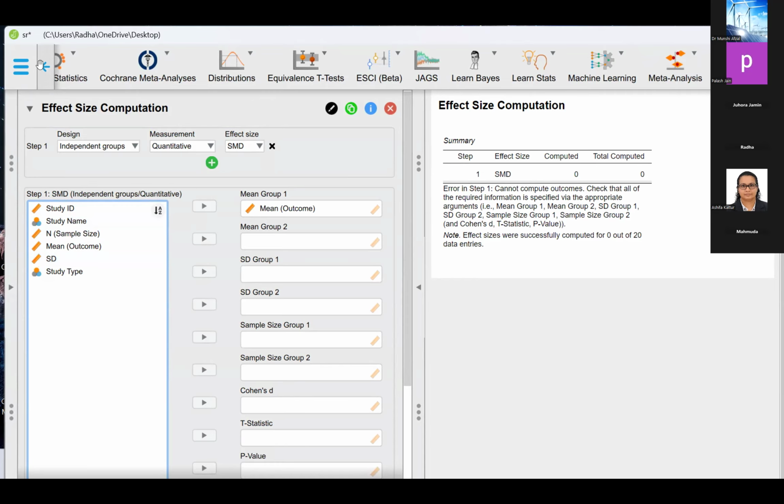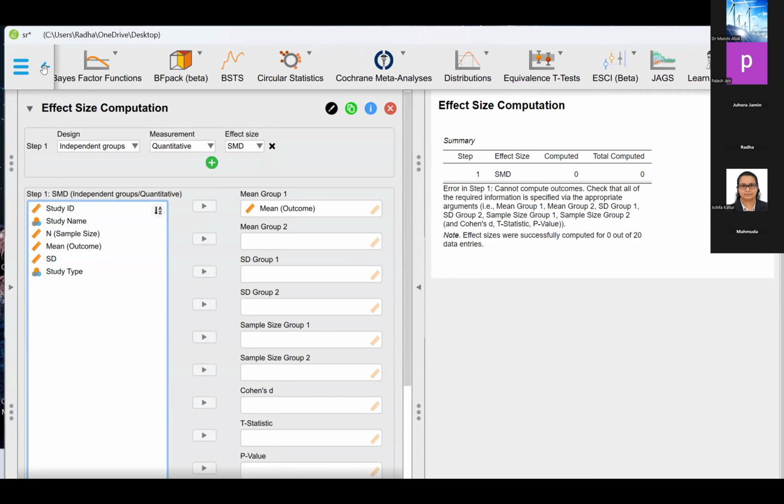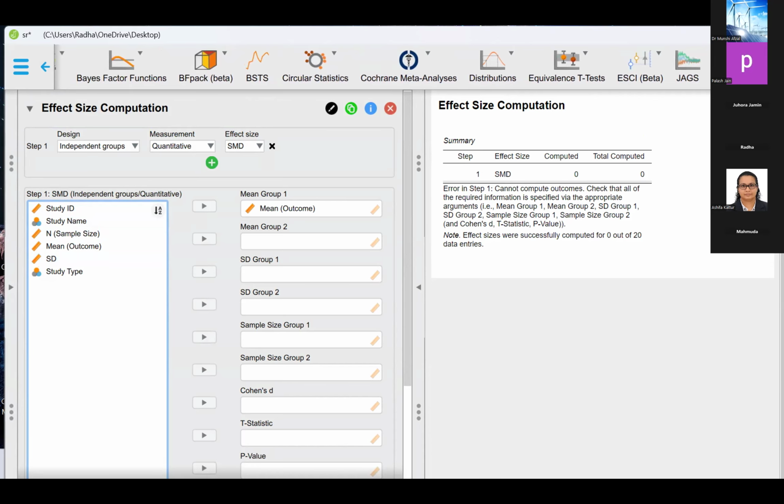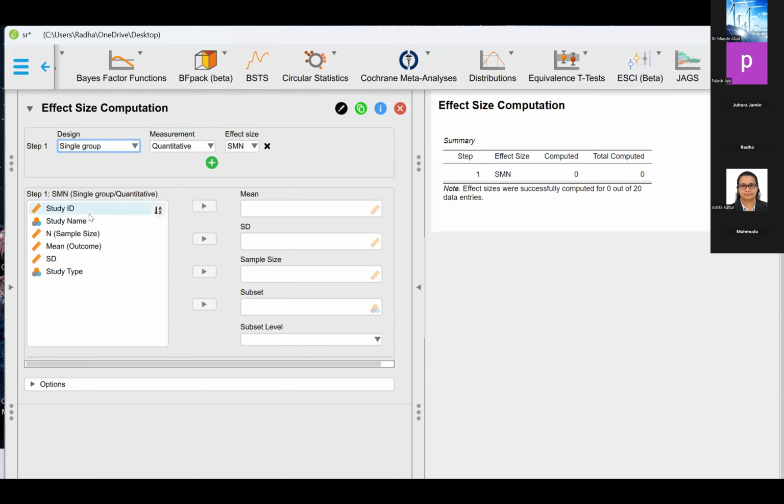Naveen, go up. No, not here. You see step 1. Okay. From here, you go to the single group. Quantitative. Now you will see mean, standard deviation, sample size coming, right? Yes, doctor.